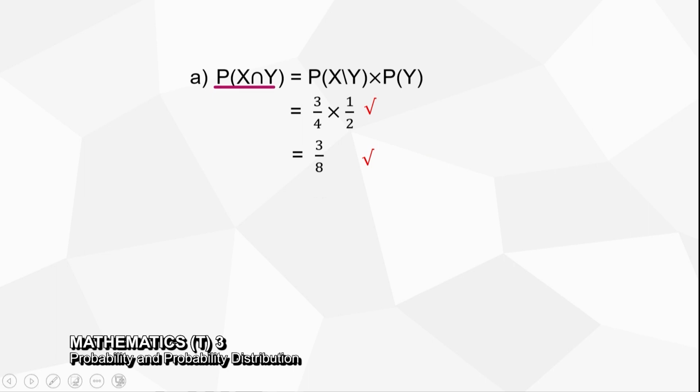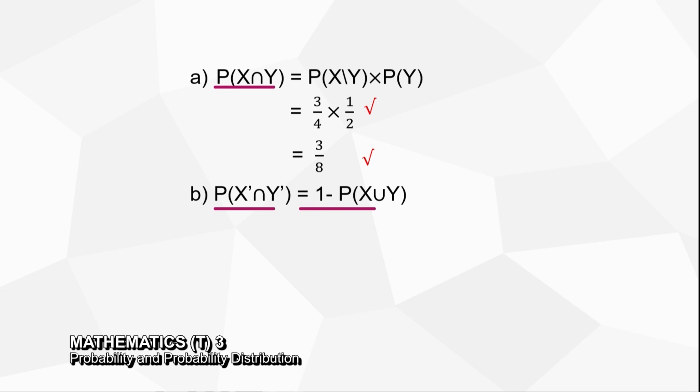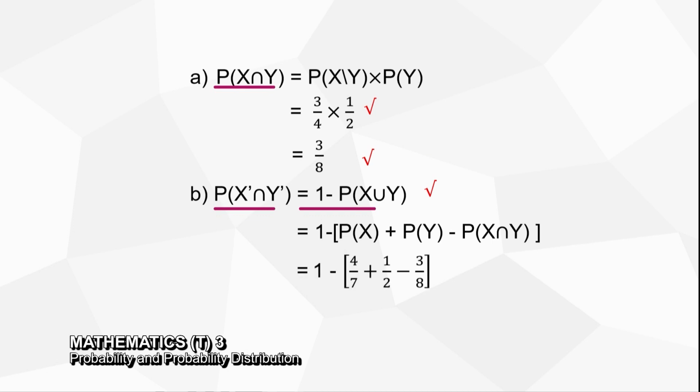Next one, based on the statement, you want to find P of X prime intersect with Y prime. For this, we use the formula based on what I told you just now, and you get 1 mark for using the correct formula. Maybe you're wondering why you never get the formula here, because there are very few marks, so it depends on the mark awarded. Here we use this formula and substitute all the values, and we get the answer 17 over 57, 1 mark.